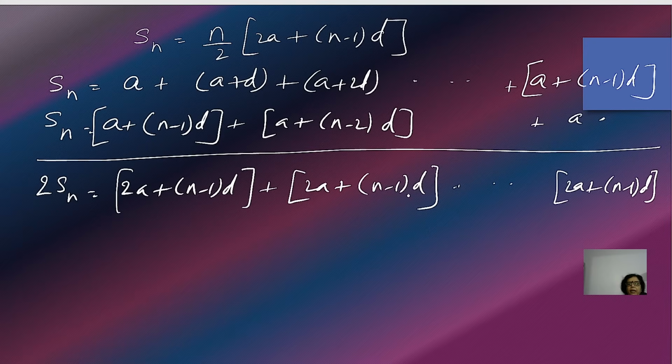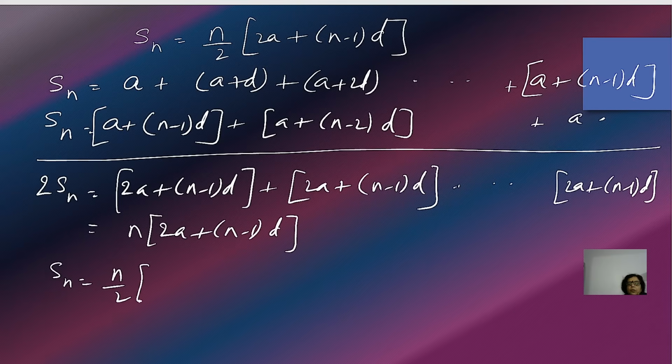So basically there are n terms of this same value. So we can write it as n into 2a plus n minus 1 into d. So Sn will be equal to n by 2, 2a plus n minus 1 into d. This is the first formula.